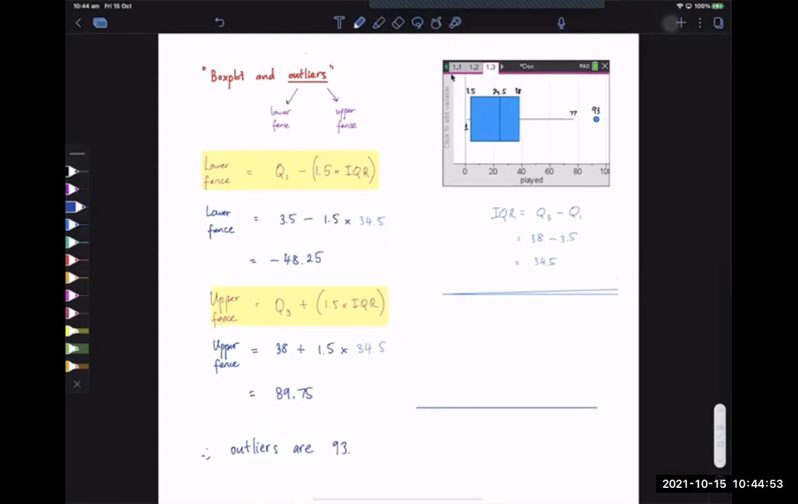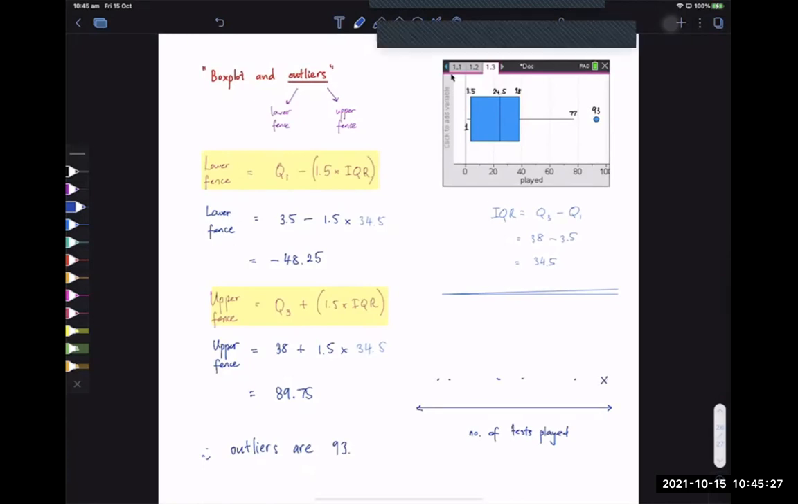So now we can draw out our box plot. All right, number line. I'm not going to just write played underneath. I'm going to write number of test games played. We've got 1, 3.5, 24.5, 38, 77, and 93. The way I usually show outliers is through an X or a cross. Okay, 93. I'm just marking the important points here. 38. Did I zoom in or no? 3.5 and 1.